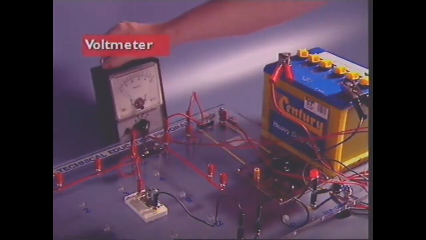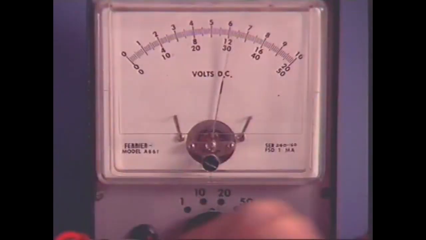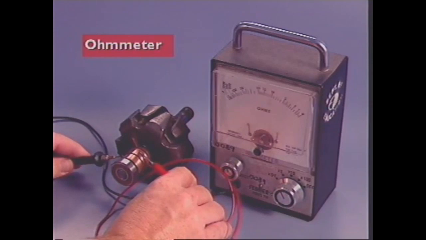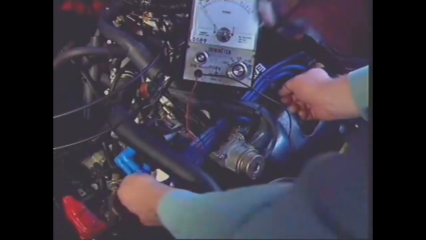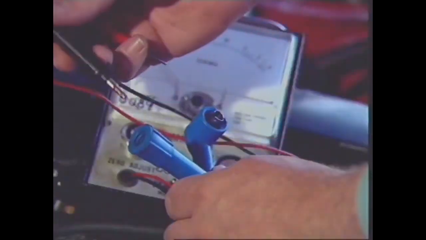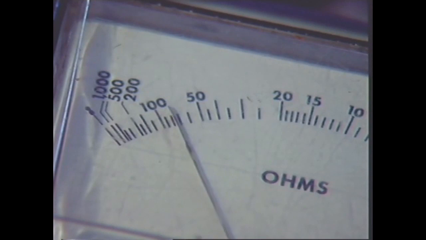A voltmeter measures potential difference in volts across 2 points. It is connected in parallel. It has a high internal resistance, so as not to affect the potential difference across the component or circuit being tested. The ohmmeter measures resistance in ohms. The item to be tested must first be disconnected from its circuit. This is so any pressure in the circuit will not affect the readings of the meter.